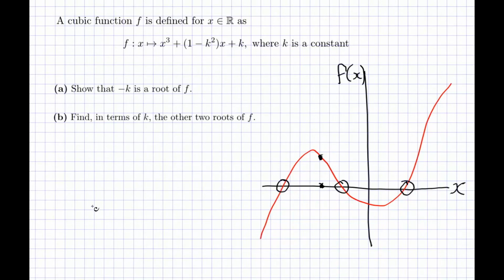Part B of this question says to find, in terms of k, the other two roots of f. Since f is a cubic function, it has 3 roots. We know that one of the roots is minus k, so there are 2 other roots that we don't know, and we have to find those in terms of k.